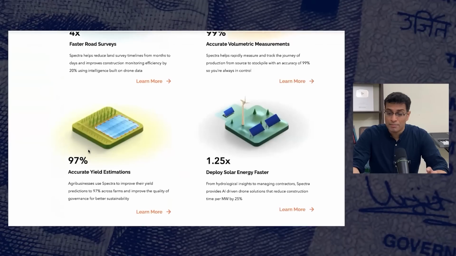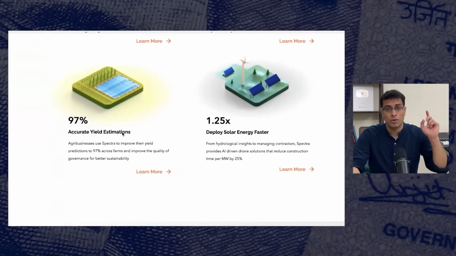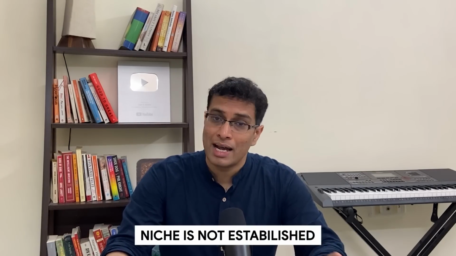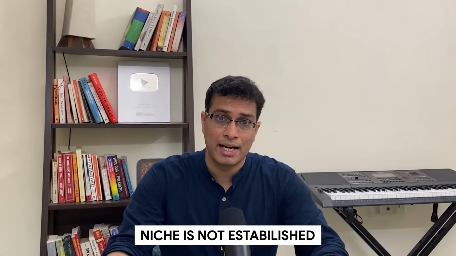This volumetric measurement can come in very handy when it comes to accurate yield estimation. So this is in the agricultural space, and in deployment of solar energy faster. So this looks like a very wide startup. I would personally not invest in such a company because right now the R&D is getting built and use cases are getting built. So from that angle, it makes more sense to invest in niche drone-based startups.